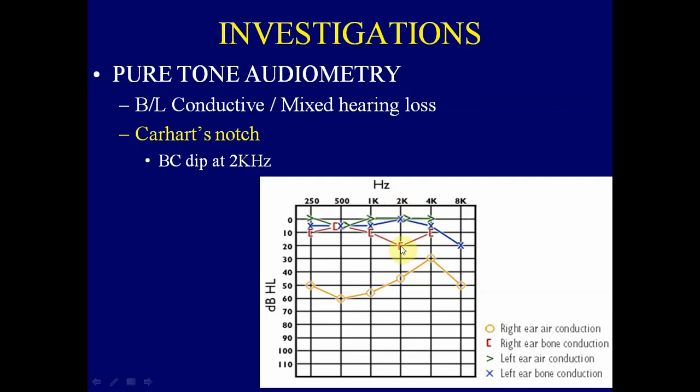So this is typical of otosclerosis, and this dip is not shadowed on the air conduction graph. There is no dip in the air conduction, but the dip is seen only in the bone conduction graph. So that is the Carhart's notch typical of otosclerosis.